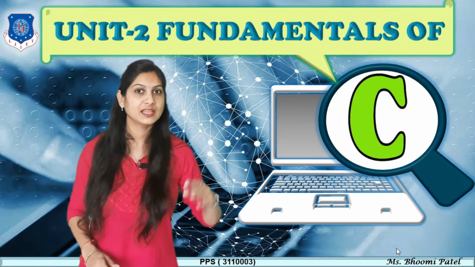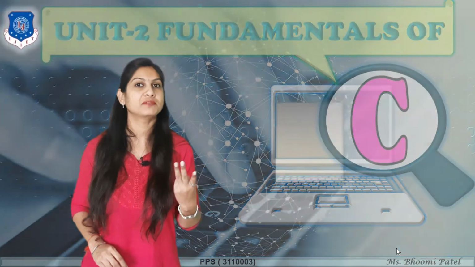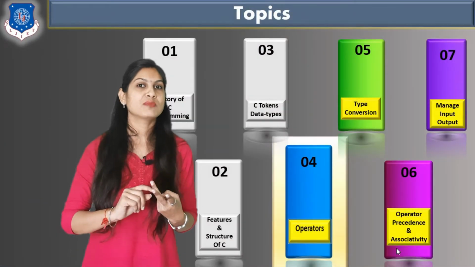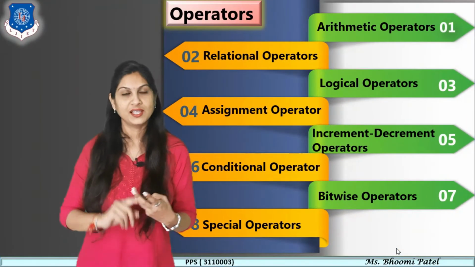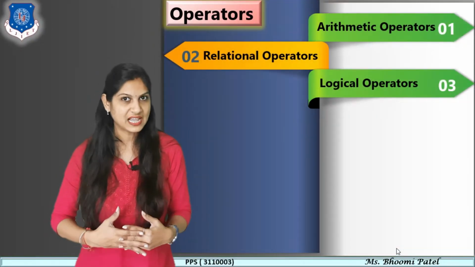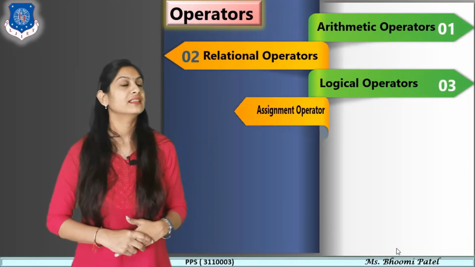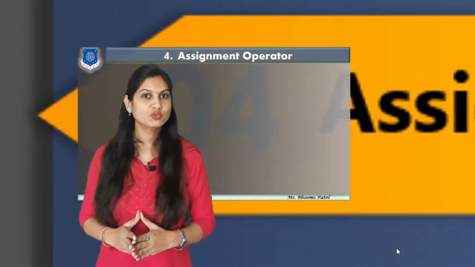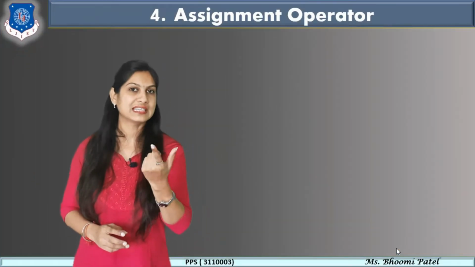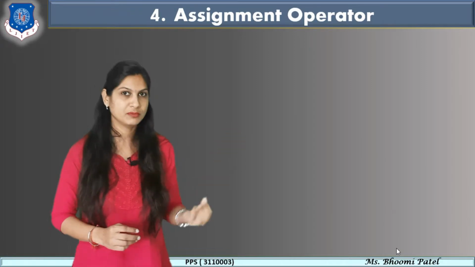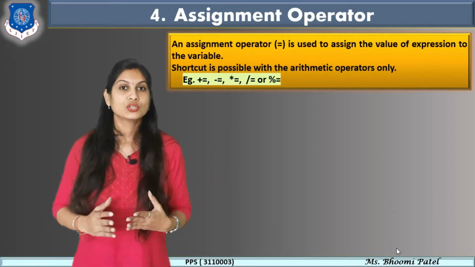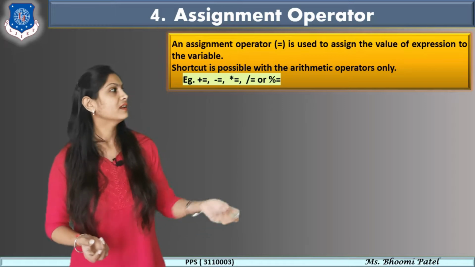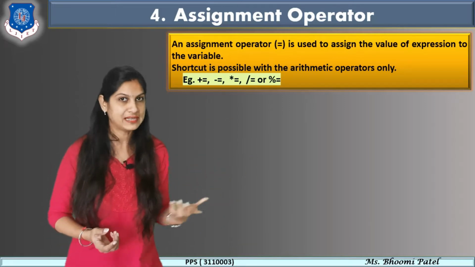We are discussing in our previous lectures the three different operators, that is arithmetic, relational and logical, and now we are going to start with the fourth operator, that is assignment operators. For which purpose are we using that operator? It has only one single symbol that you have to remember, that is equal to. It is used to assign the value to the variables.